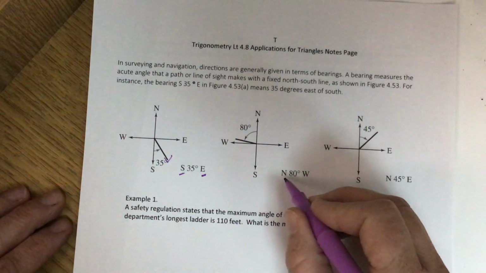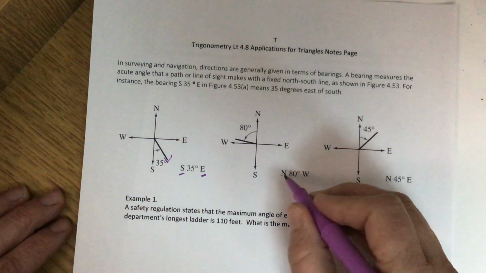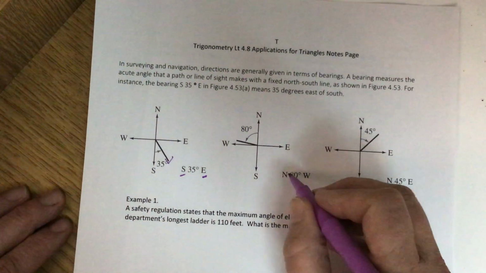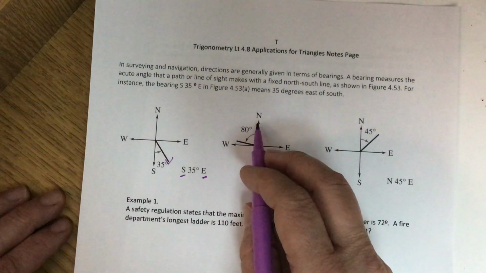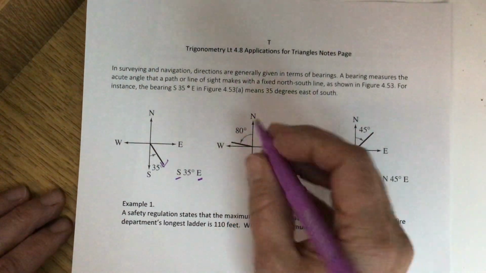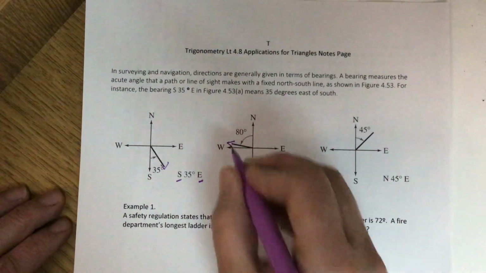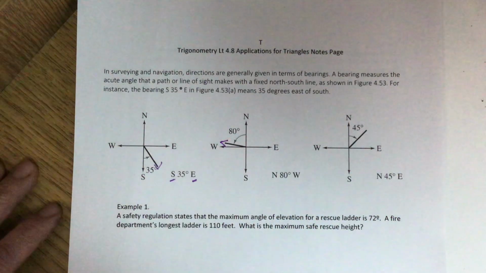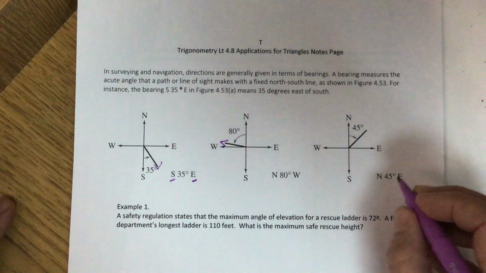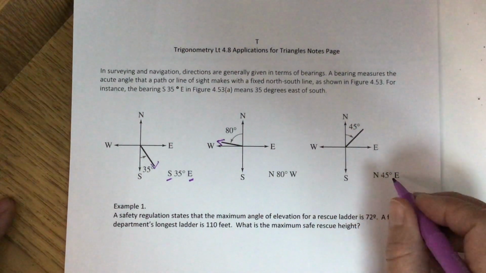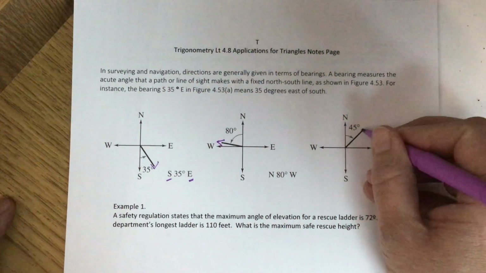Okay, so on this example, they say north to west. So north is our starting, west is our ending. So we're going north 80 degrees west. So from the north, instead of east, you're going west. So you're going this direction, 80 degrees to the west. So that would be your path of navigation or your path of whatever. And the final one is north 45 degrees east. So that's from the north and to the east, with that being our path.